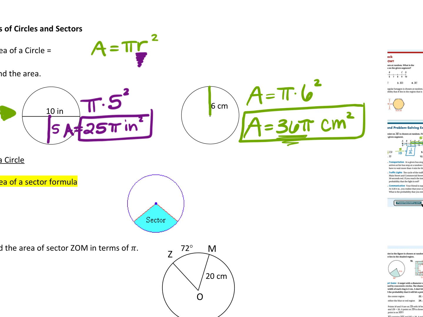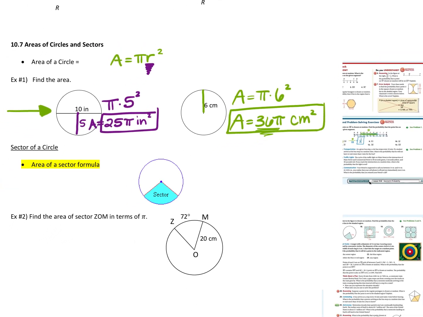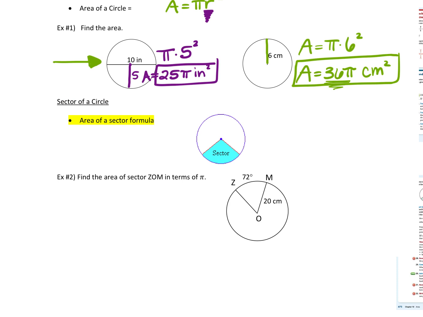You've done that before. You've worked with circles and found area. What you haven't done before is taken that idea of the area of a circle and applied it to the area of what looks like a piece of pie, okay? We call this a sector. So if I want to find the area of a sector, I'm finding the area of that piece of a circle. Another way to say that is it's a fraction of the circle, right? It's a fraction of the area of the circle.